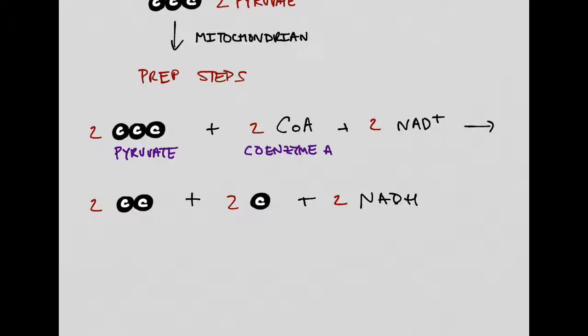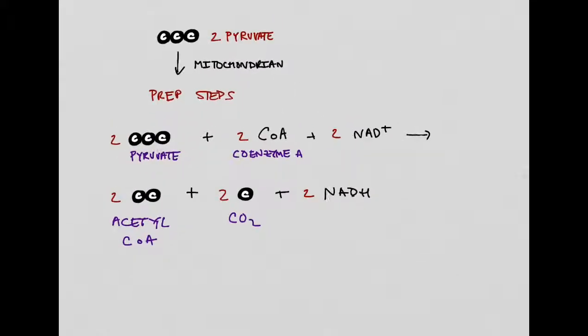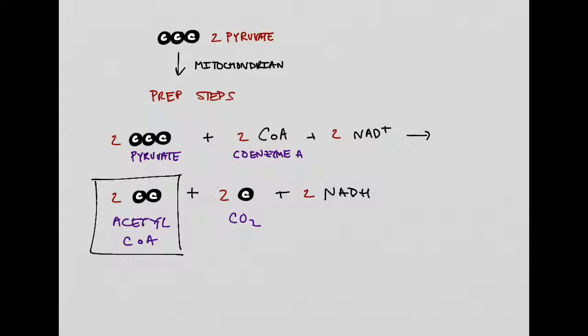So I'm just going to label these things right here. We have acetyl-CoA, and this is CO2. So this is the whole thing, these are the prep steps right here. We're going to save these two NADH for later, and this acetyl-CoA, which still has a lot of energy in it, is going to go on to this process called the Krebs cycle.